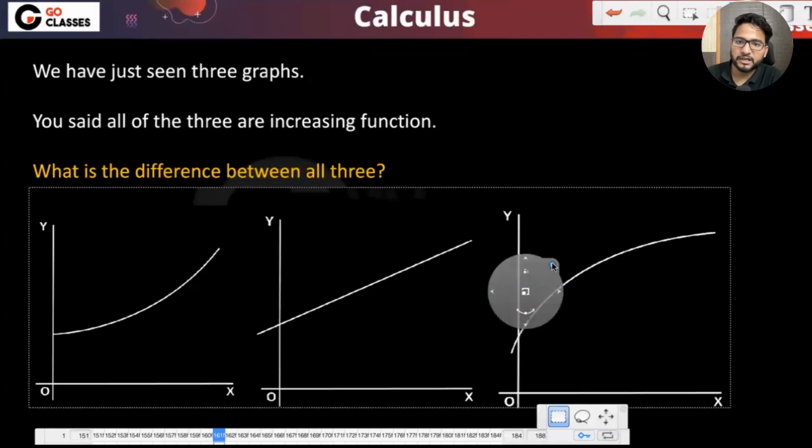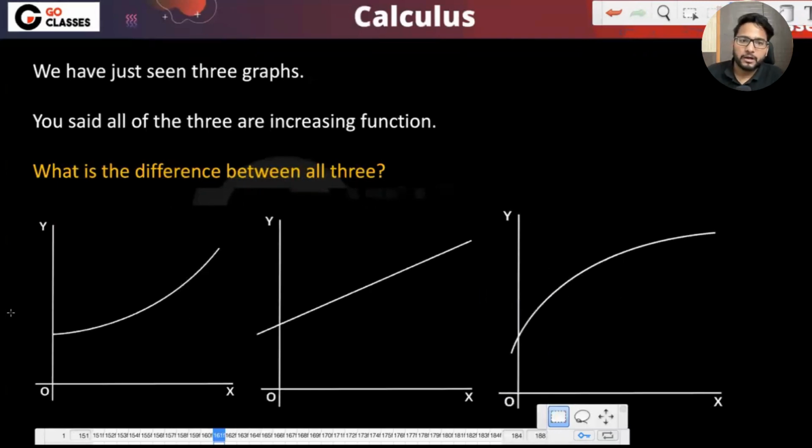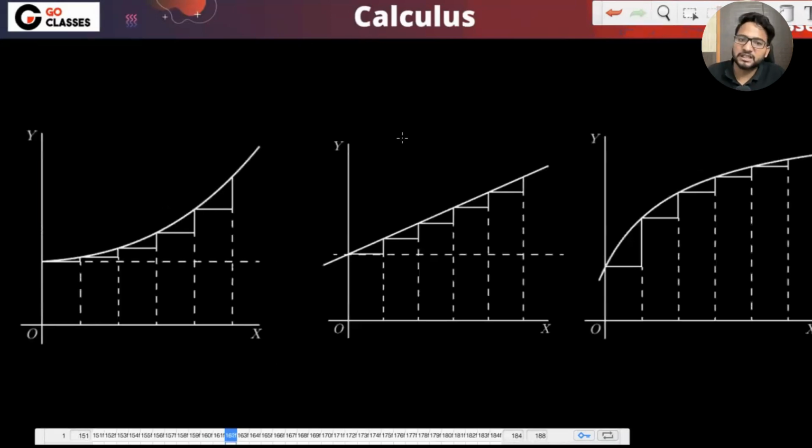So what is the difference between these three? This is increasing, this is increasing, this is increasing. Now let's see the difference between these three. Although all of them seem to be increasing, there's a difference. Let's see the difference. See, these are the three graphs.